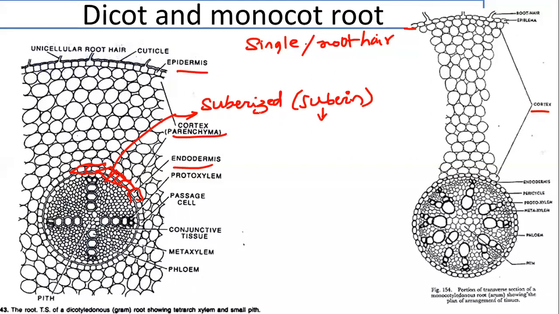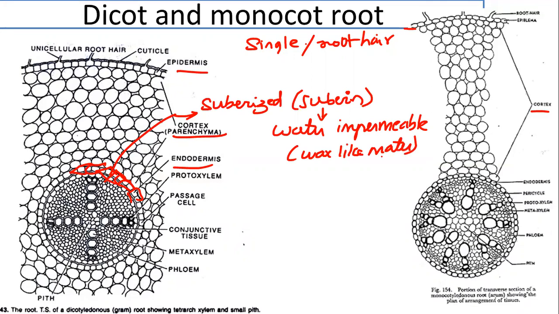So what is the role of suberin? Suberin will not allow any water. It is impermeable to water, and it is a wax-like material, so it will not allow any water to go in as well as to go outside. Okay, fine. So that is the endodermis present in dicot root, whereas in monocot root you can see only a single layer, but it doesn't have any suberin layers at all. So that is the difference among dicot and monocot root according to endodermis.